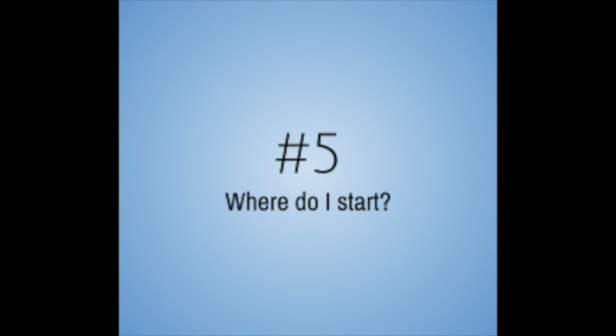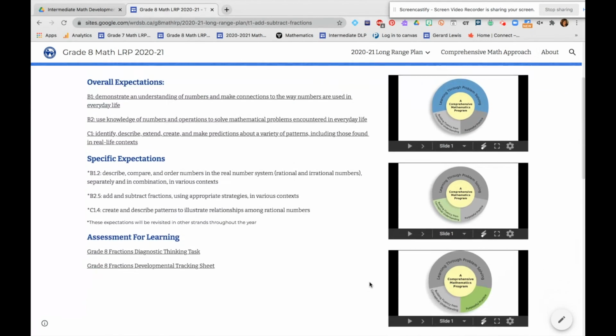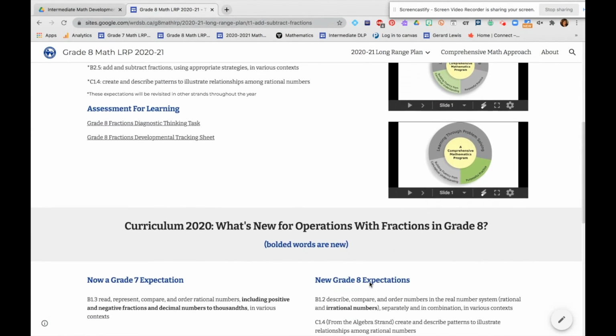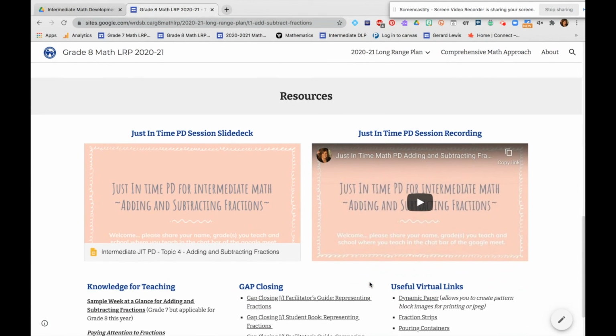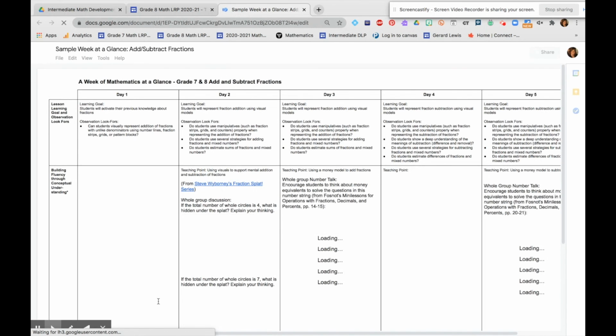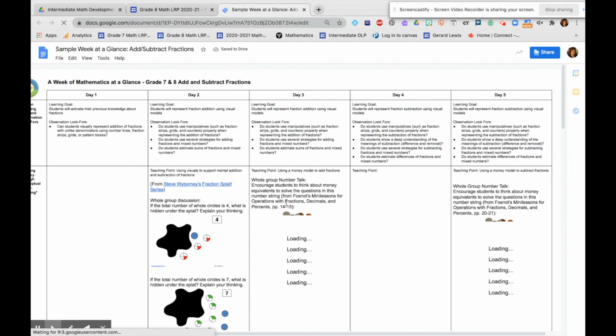Okay, so Learning Support Services has created this most amazing long-range plan resource. But how do I even begin to start planning for this topic? Well, as luck would have it, a sample first week at a glance can be found in the resource section under Knowledge for Teaching. Even though this week at a glance was created for grade 7, it is applicable for grade 8 students this year due to the curriculum gap and the COVID slide.